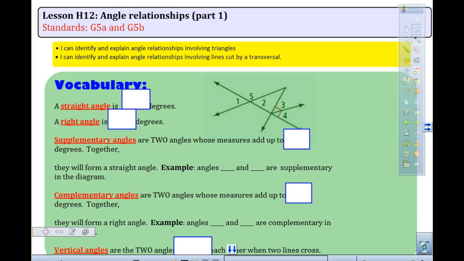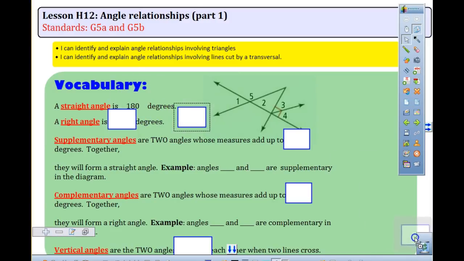Identifying and explaining angle relationships, and looking at how they're cut by a transversal. That'll be tomorrow or Monday with the transversal. Today we're just going to be looking at these, and some of these you had last year. So a straight angle is going to be how many degrees? 180. You all know a right angle is 90.